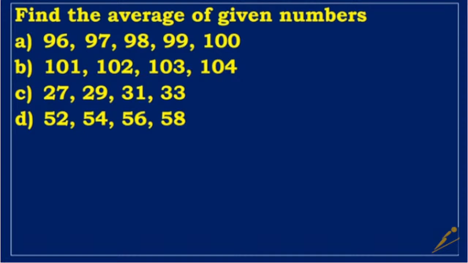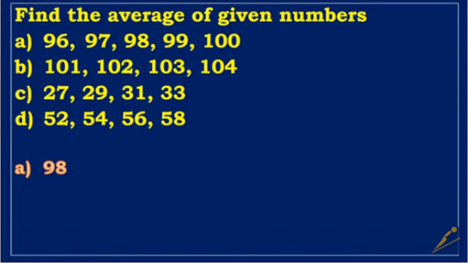As you see the question, just write the middle number as the answer. Here, the middle number of the given set is 98, which is the average of the given consecutive numbers. It's important to note that this applies only to consecutive numbers, and not to any set of numbers.